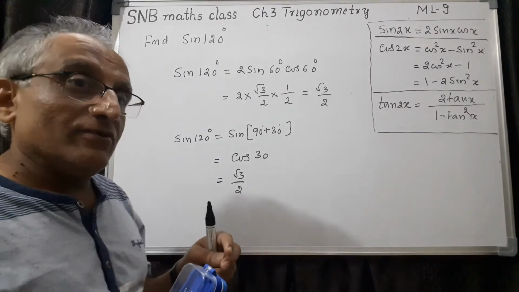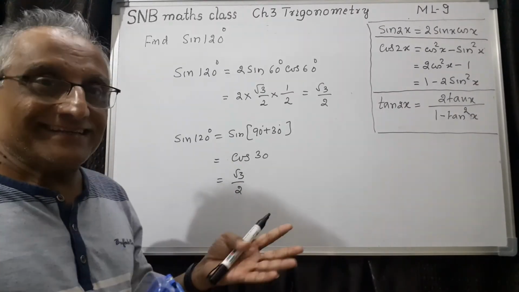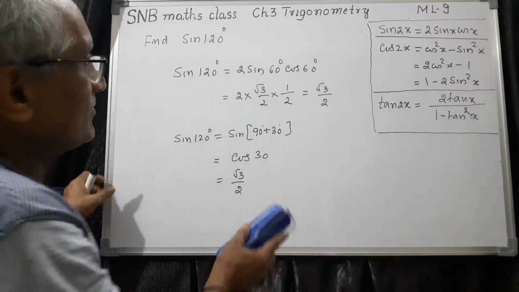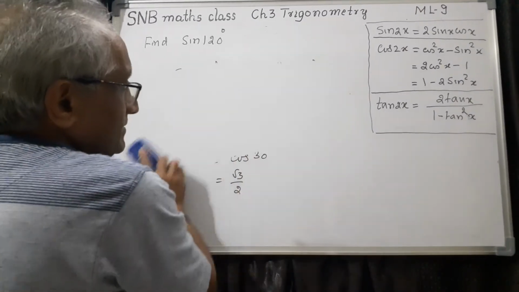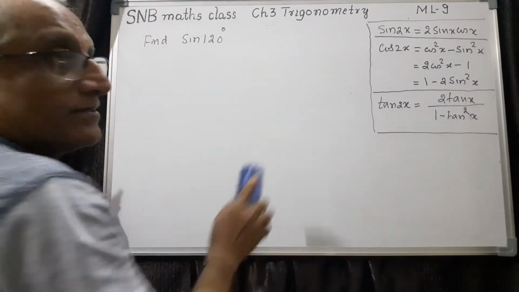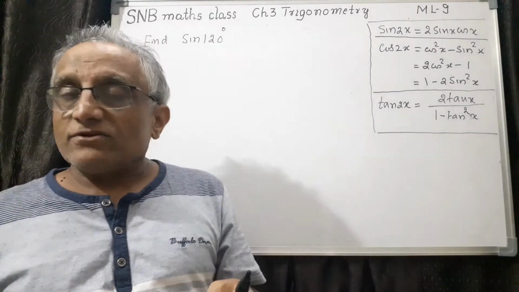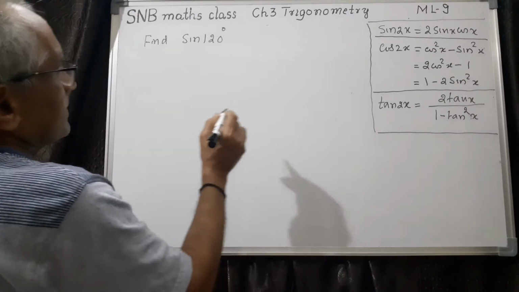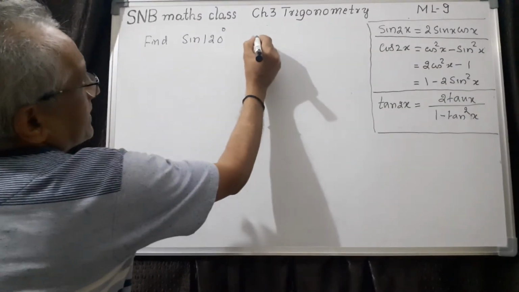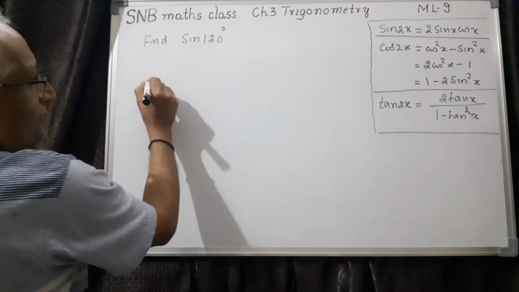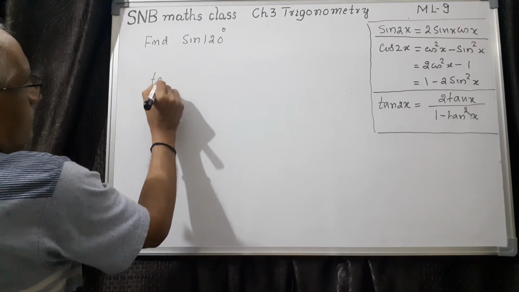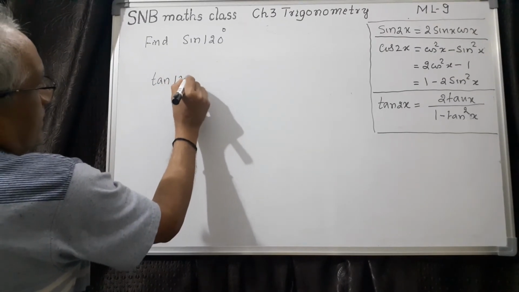You will appreciate this only when you practice. Simply observing this, you will not appreciate. You have to practice the examples, and then you decide which is better, which you have to use. So let me take one more and then we shall conclude. In the same way you can find, say, tan 120 degree I want to find.